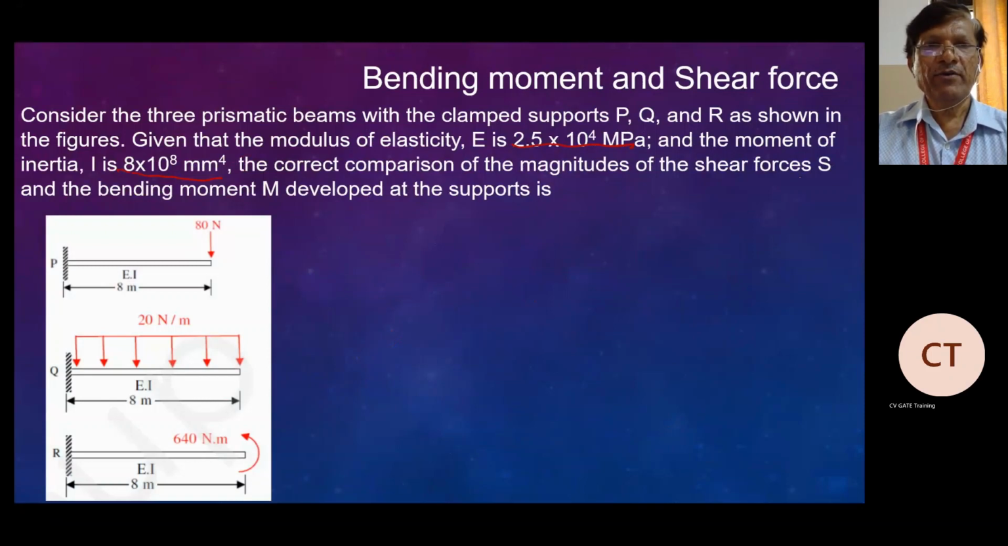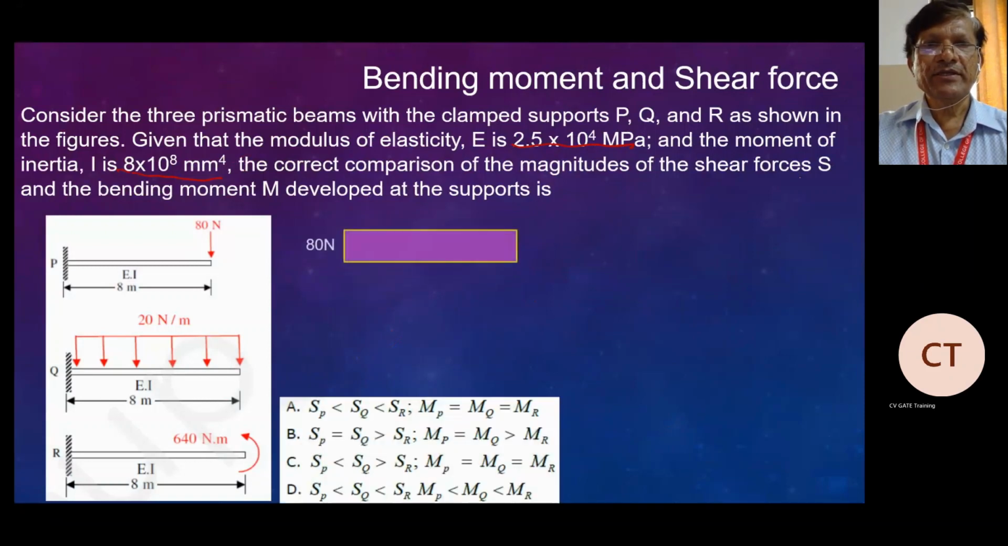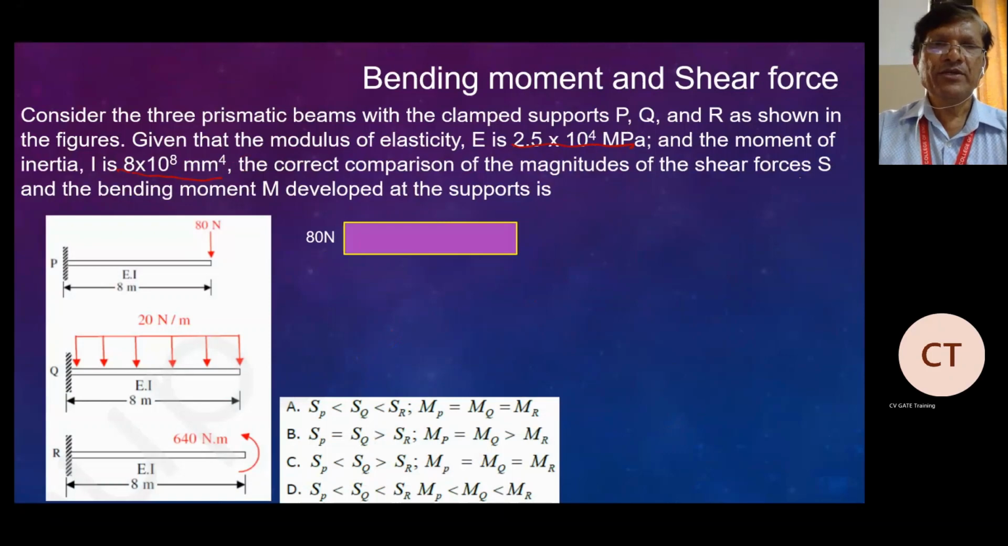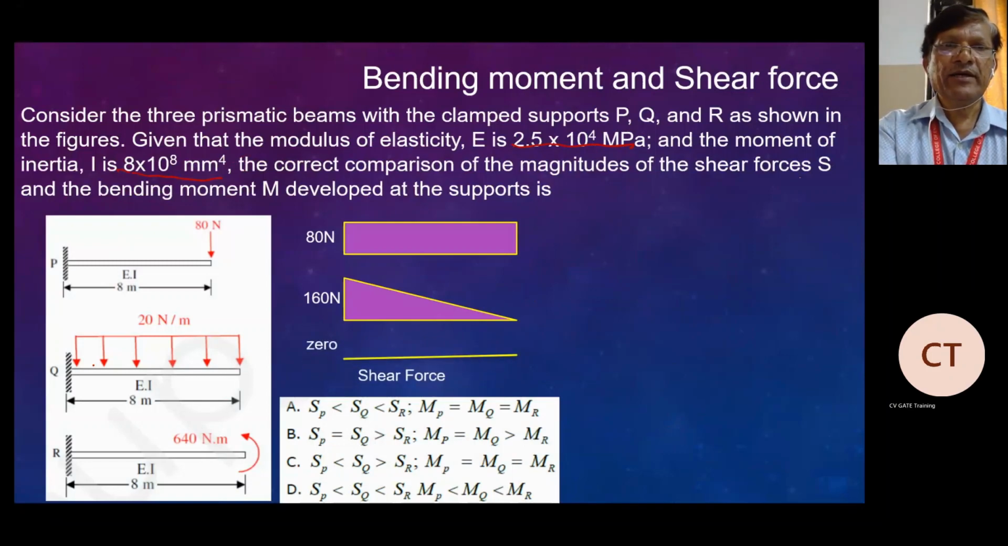The first cantilever has only a vertical load. Now we see what the shear force is. The shear force will be constant throughout. That is the shear force. And what will happen for the UDL at the end? It will be 0.